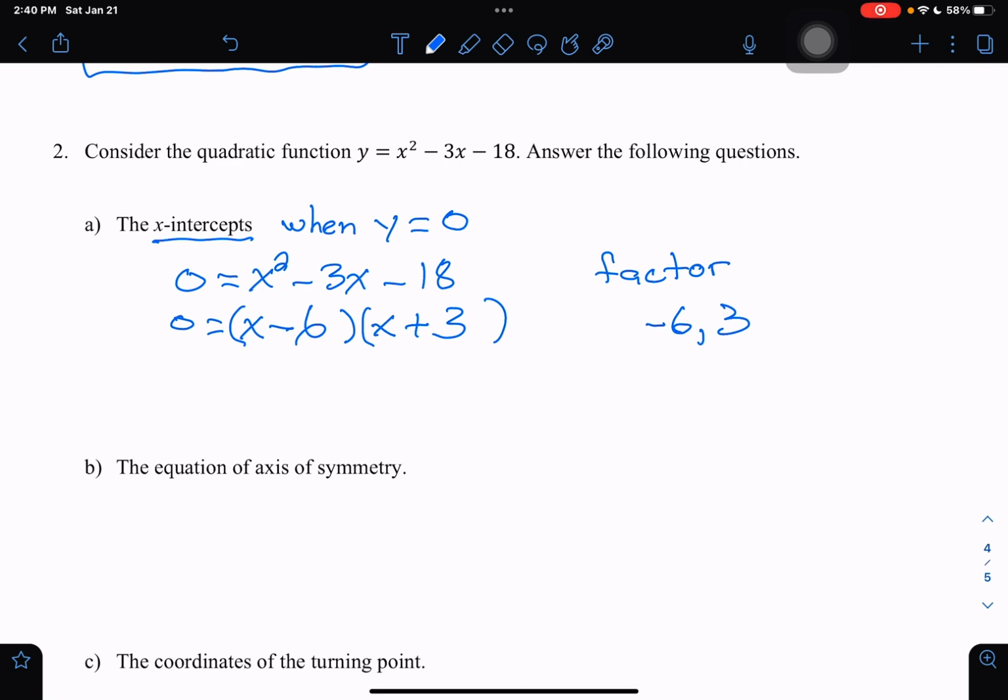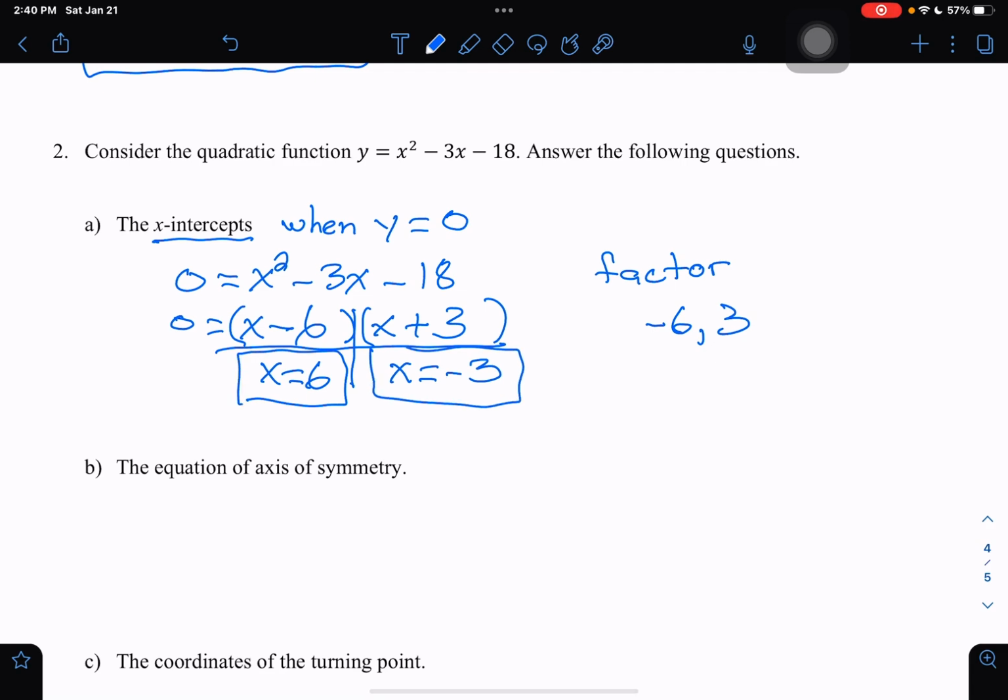So to make this equal to 0, one x would be equal to 6, and the other x would be equal to negative 3. Okay? So those were where the zeros are. The zeros would happen at 6 and negative 3.